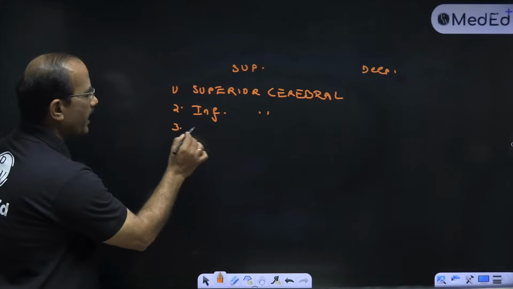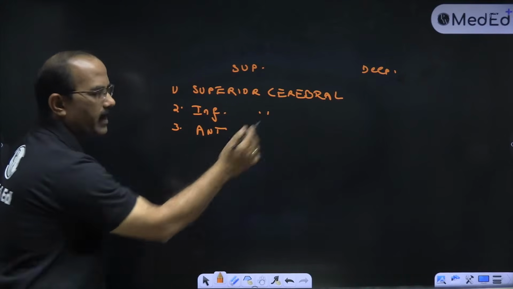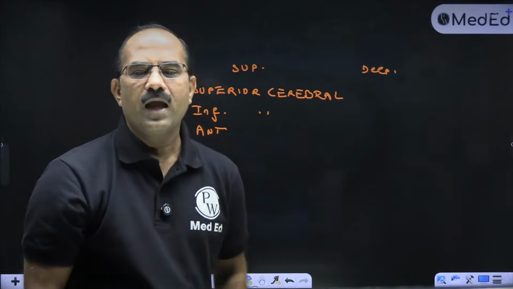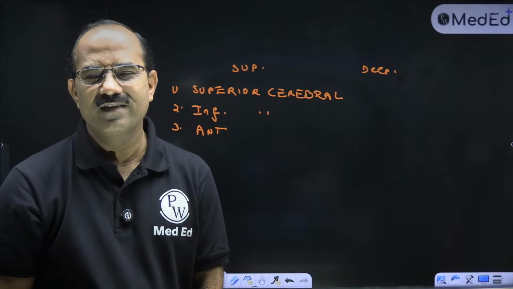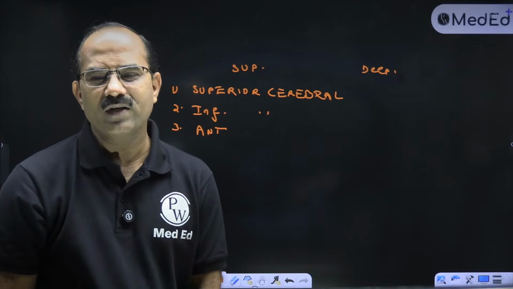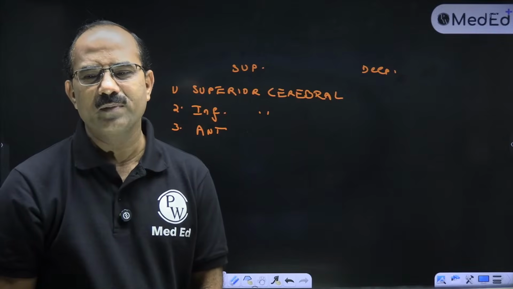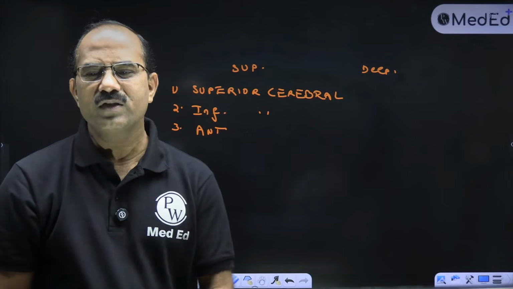Third is the anterior cerebral vein. Anterior cerebral vein. I'll show you this fast. Anterior cerebral vein. Pituitary stalk. Yes, pituitary stalk is a content of the interpedicular fossa. Yes. Pituitary stalk, yes.